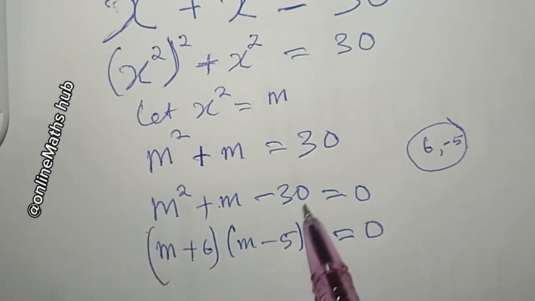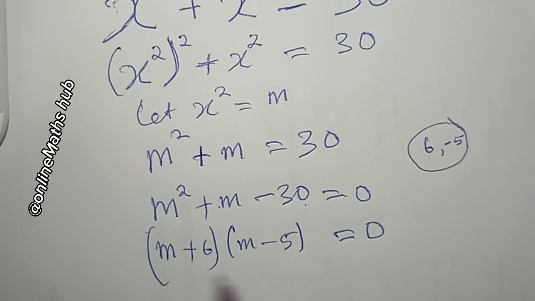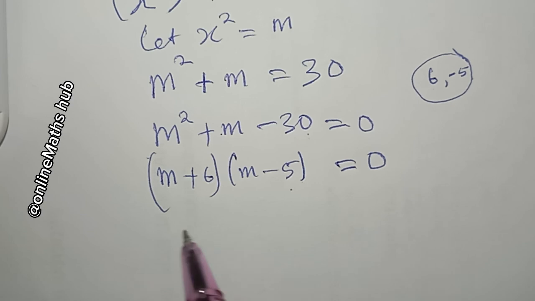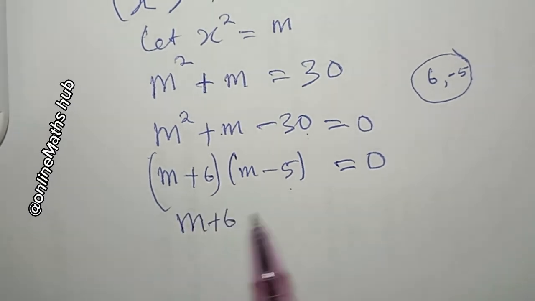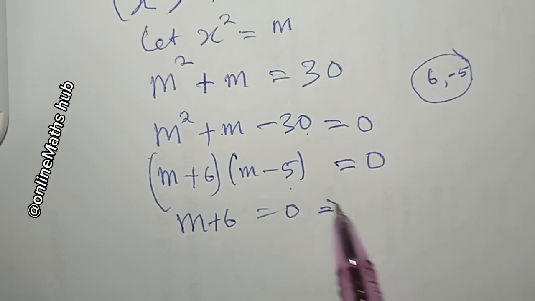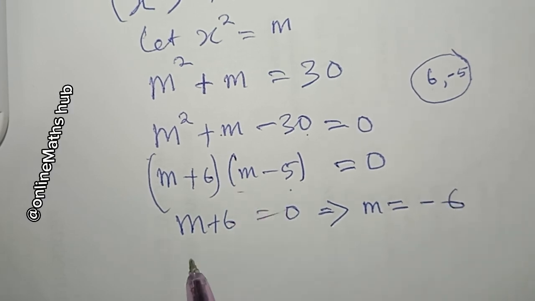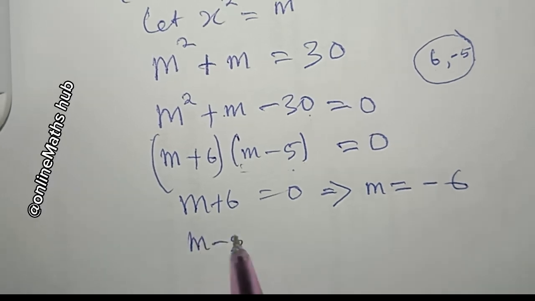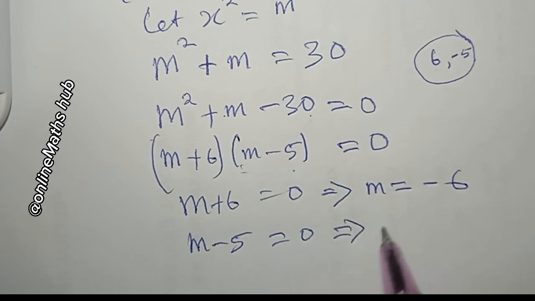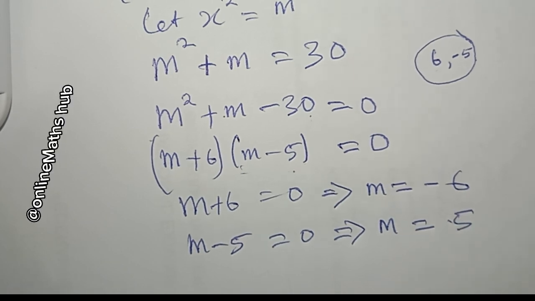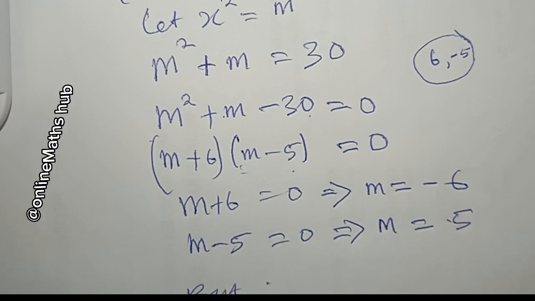When you factorize it, it gives you this one that we have over here, and when you multiply these two brackets it takes you back to what we have on the previous line. Moving on, using the zero product rule, m plus 6 is equal to 0, which implies that m is equal to minus 6, and the second one, m minus 5 is equal to 0, which implies that m is equal to positive 5.